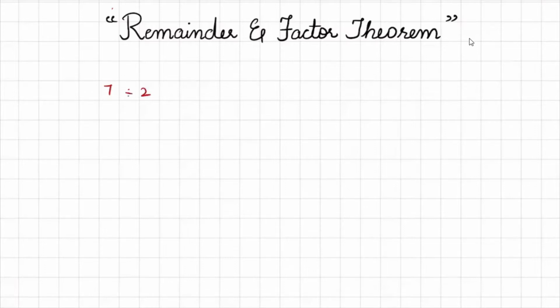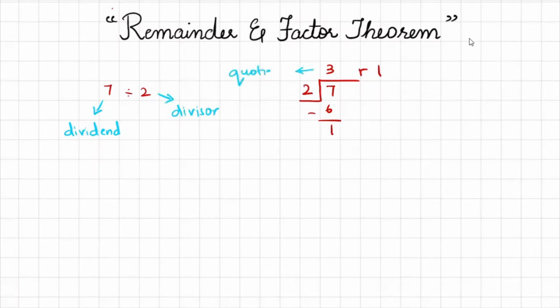7 divided by 2. I'm using the long division method. 2 times 3 is 6 and I get 1 in the end. So let's give these numbers a name. 7 is known as the dividend. 2 is known as the divisor. 3 is known as the quotient. These are some terminologies that you need to know. And 1 is the remainder.